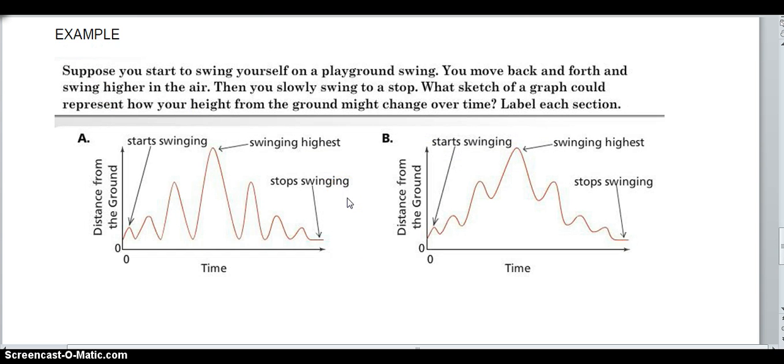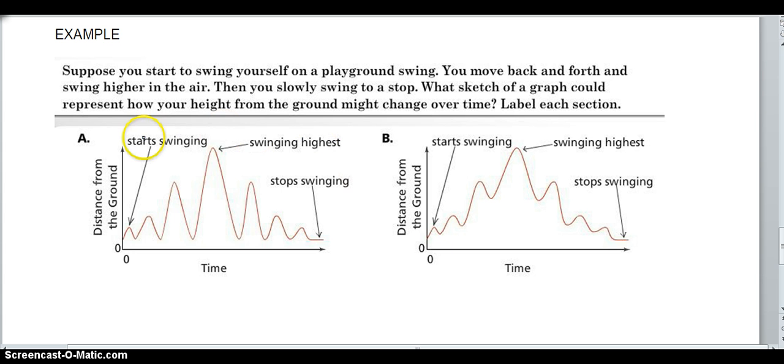Alright, so suppose you are swinging on a playground swing, and don't even try to lie, everybody loves swinging on swings. So here we have two graphs, either of which could represent your time on the swing. So here what we see is that the y-axis is representing distance from the ground, so that this one, you keep coming back to that same point. Here, as time progresses, you get higher and higher and higher. Here's supposed to be where you're swinging the highest, and then you get lower and lower as you stop swinging. So which of these graphs would accurately represent you actually swinging on the playground?